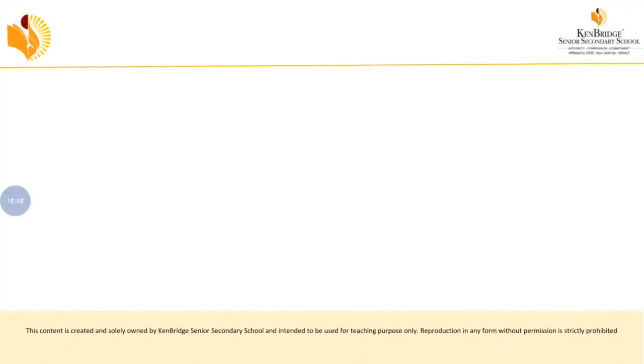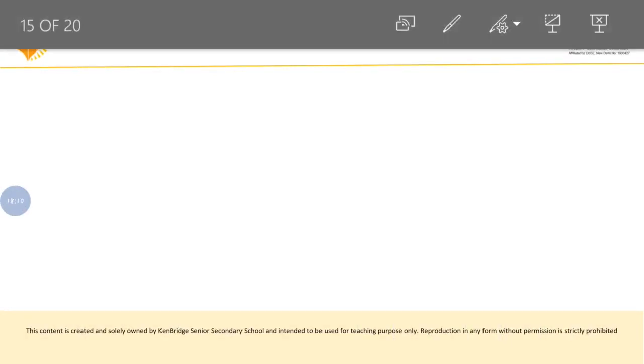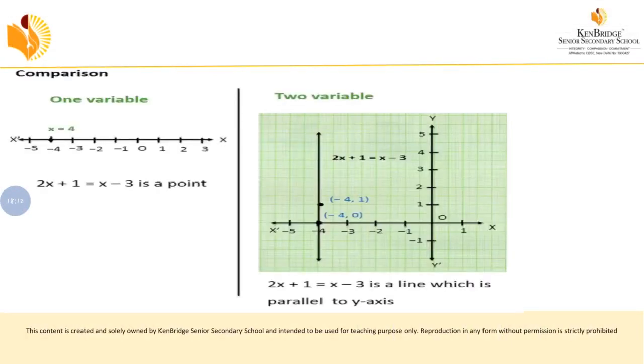Let's compare these 2, number line and Cartesian plane. If it is one variable, that can be represented on the number line, and if you have 2 variables, that can be represented on the Cartesian plane. Okay, let's move on to the next one.